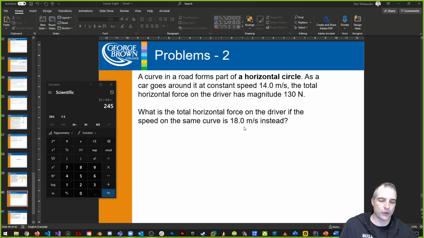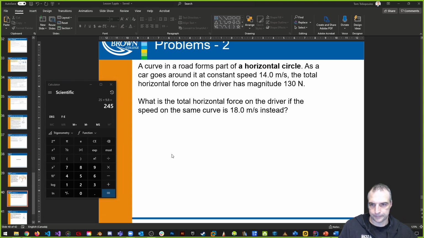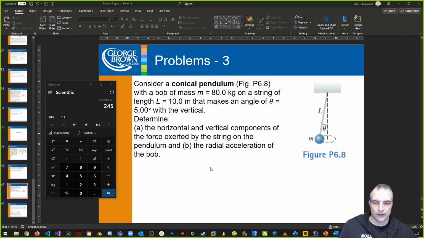Imagine the driver is the particle that's being tethered, a particle in motion. Again, this is uniform circular motion because we're talking about a curve in a road, and a horizontal circle. These are keys. Consider a conical pendulum. Again, we're talking about uniform circular motion.